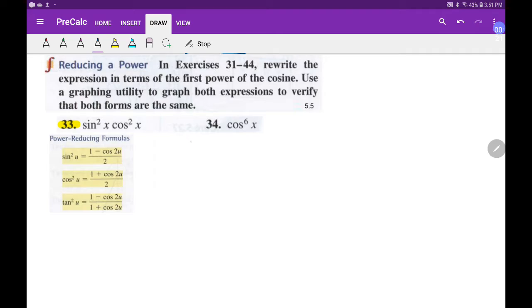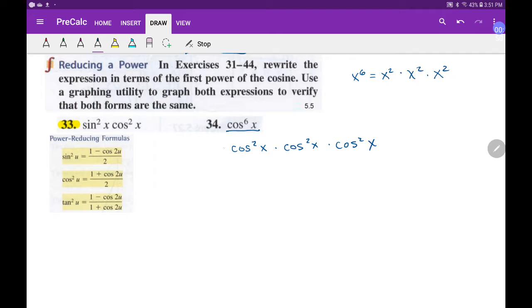as you've seen already. If I have cosine to the sixth, consider if I have x to the sixth. I can write it as x squared times x squared times x squared. And that's what I'm going to do here. I'm going to say cosine squared x times cosine squared x times cosine squared x. Okay? And then I'm going to use this formula 3 times.